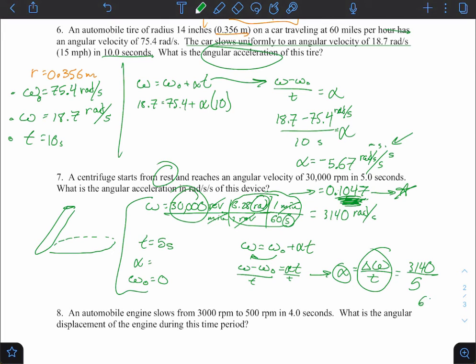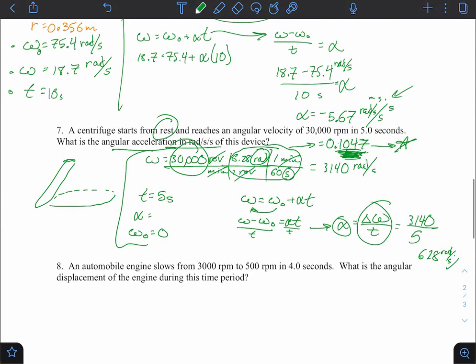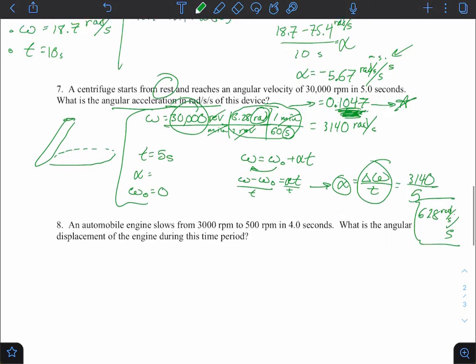And you should get 628 radians per second per second. Is that what they wanted? I'm going to check the question because I wasn't really paying attention. Angular acceleration in radians per second per second. Oh, that is what I got. Good. So 628 radians per second squared.